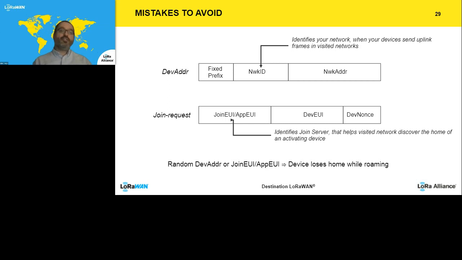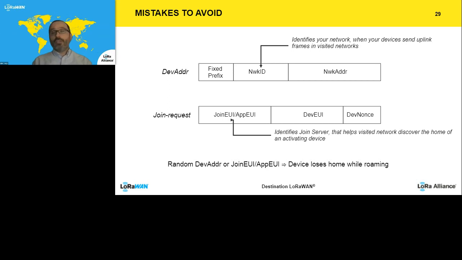Similarly, the join EUI, which in the earlier version of our specifications we called app EUI, shall not be a random value. It shall be a value assigned to a join server that is meant to be identified by the visited networks. If you were to use randomly chosen join EUIs that do not point to a real join server, once again, your devices cannot find home when they try to activate under the coverage of visited networks.